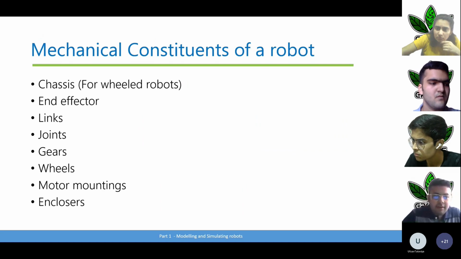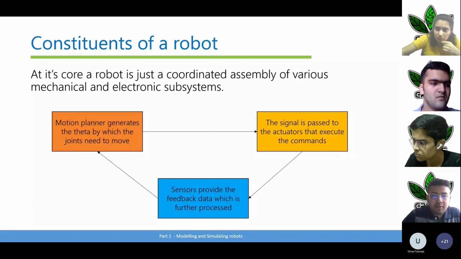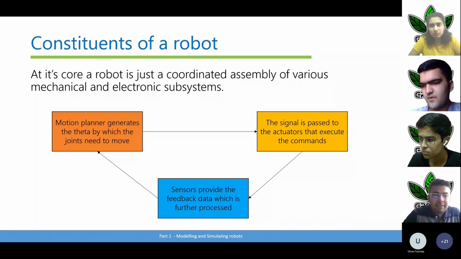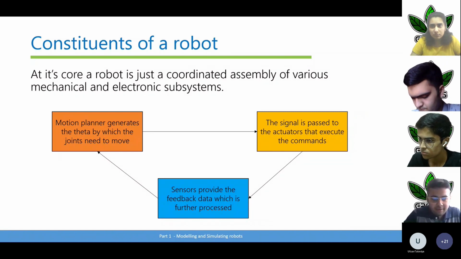So, like I said, a robot is just a coordinated assembly of various mechanical and electronic subsystems. So now I'll go into depth about what these mechanical and electronic components are.